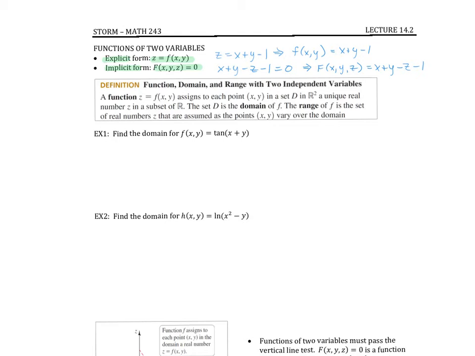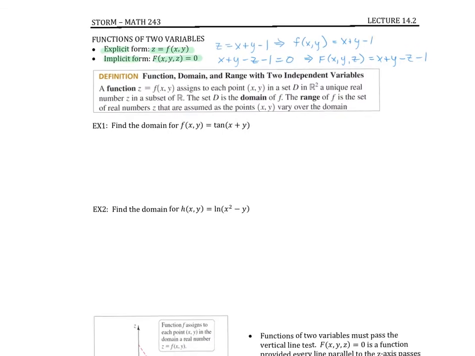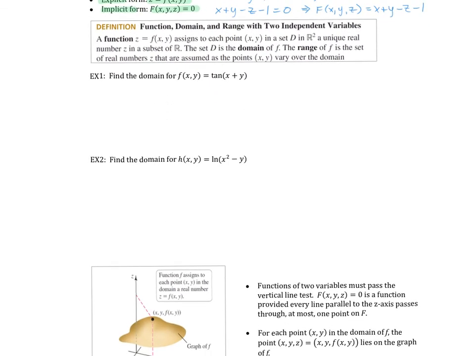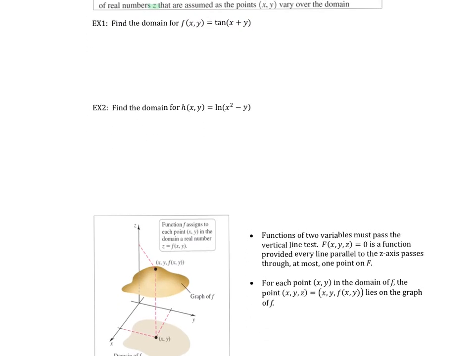So let's look at the explicit form, where z is written as a function of x and y. Well, if z is a function, it's going to have a domain. The domain of z are the points x and y that we put into our function. When we put x and y into our function, the range, what we get back, is the z values. So it's appropriate when we talk about functions to talk about domain and range.